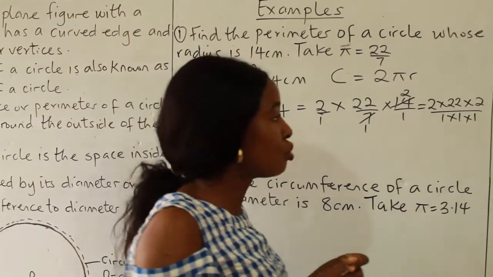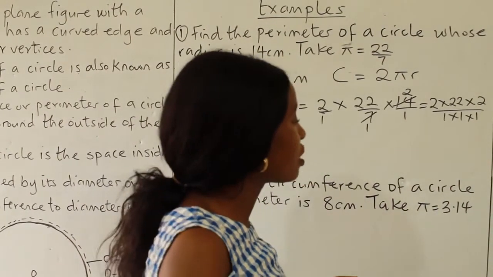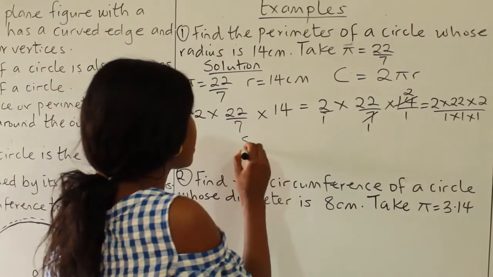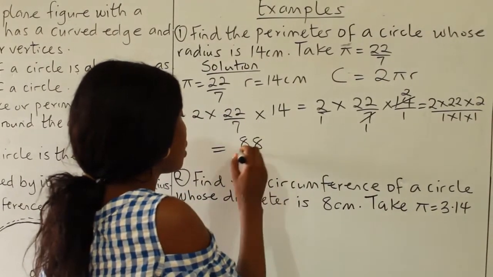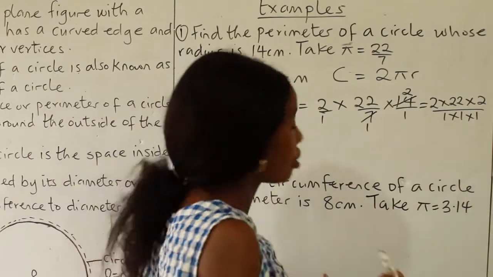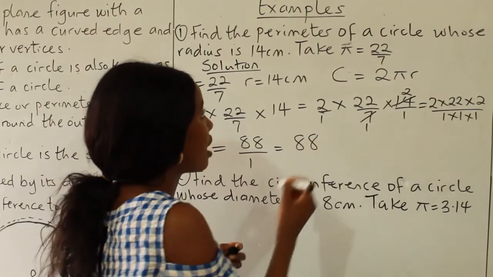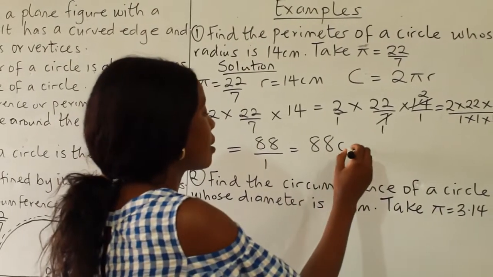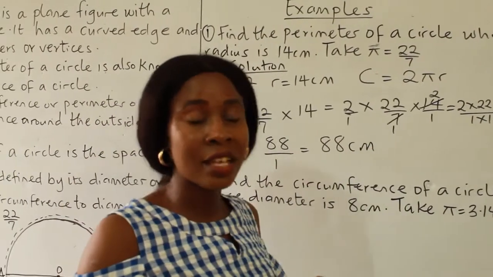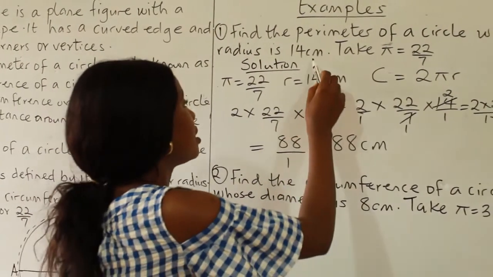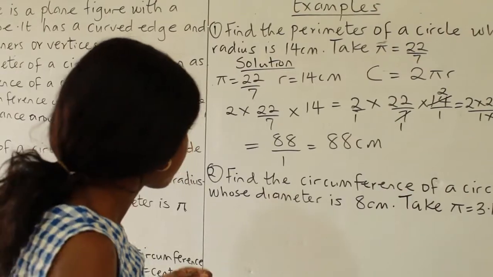2 times 22 is 44. And 44 times 2 is 88. 1 times 1 times 1 is 1. 88/1 is the same thing as 88. So our final answer is 88 centimeter. Our answer is in centimeter because the radius that was given is in centimeter.